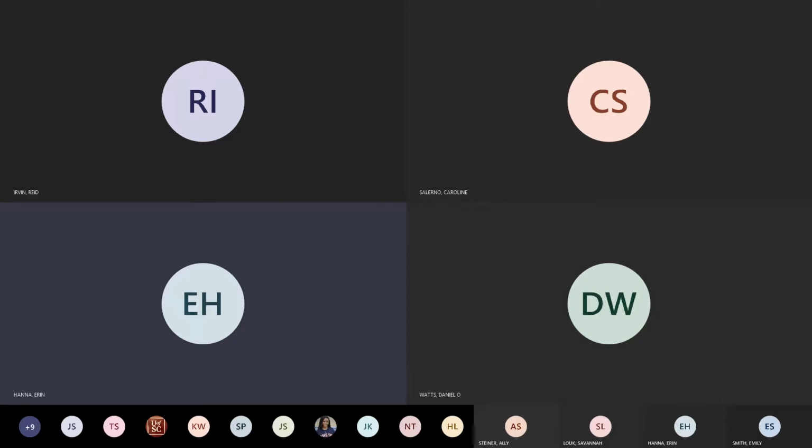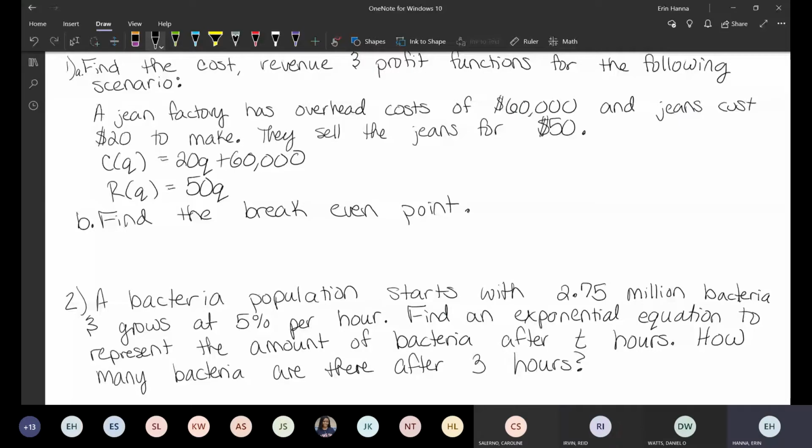There we go. Okay, so they missed cost and revenue, but it'll be all right. So we've got our cost, 20Q plus 6,000, revenue 50Q. So then we go to do our profit function. Remember, that's revenue minus cost. So our revenue function of 50Q minus our cost function. Always put that sucker in parentheses so you remember to distribute the negative.